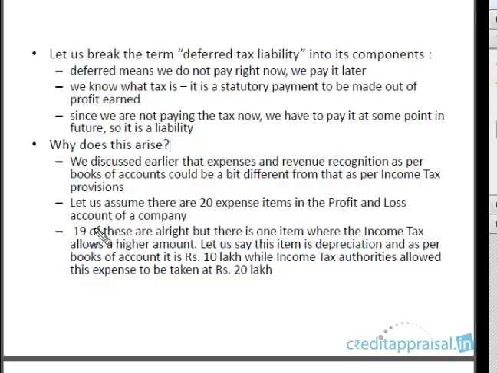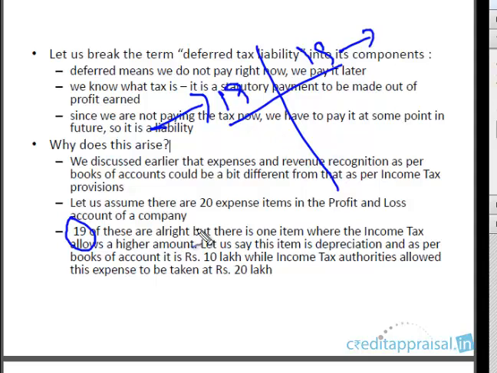So let us assume that 19 of these items are common in both the accounts prepared as per the Companies Act and as per the Income Tax Act. There is no difference between these two methods, right? But there is an item, let us say the 20th item, and let it be depreciation. As per the books of account, depreciation is 10 lakhs, whereas the income tax authorities have allowed this expense to be taken as 20 lakhs. Is the concept clear?